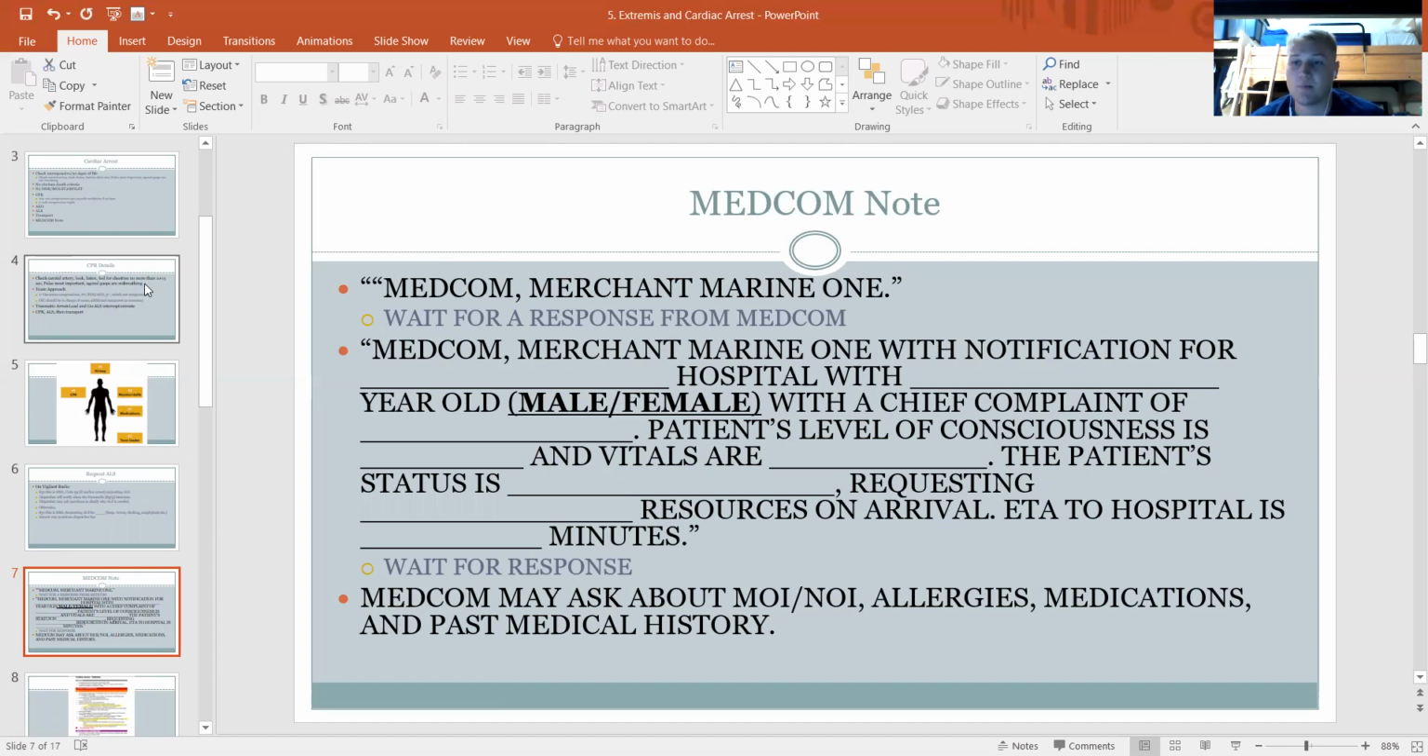And then you're going to wait for a response from MedCom to make sure that they got the information. They may also ask about the mechanism of injury, nature of illness, allergies, medications, past medical history, what have you. Provide information as you have it. If you do not have it, let them know that you do not have that information.